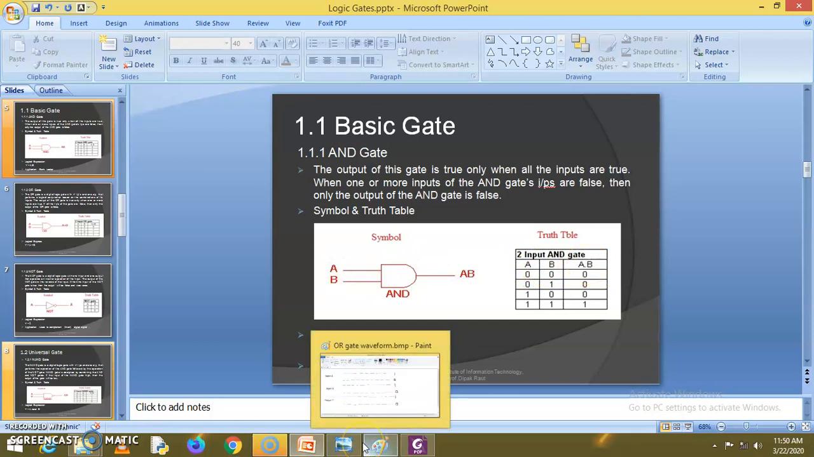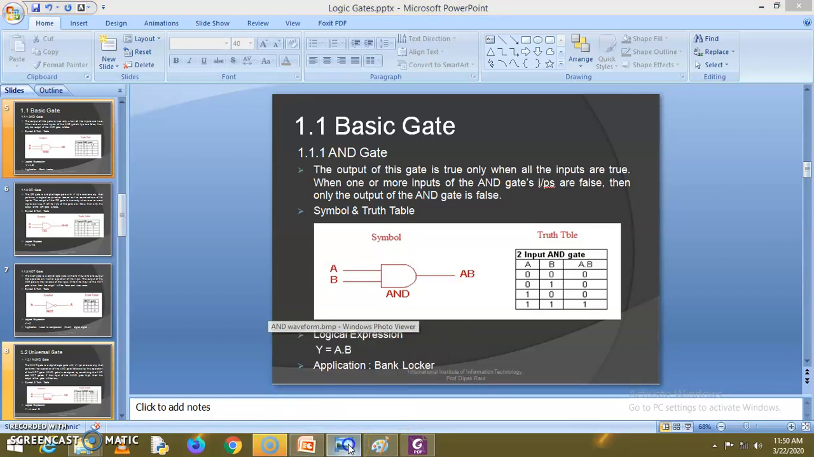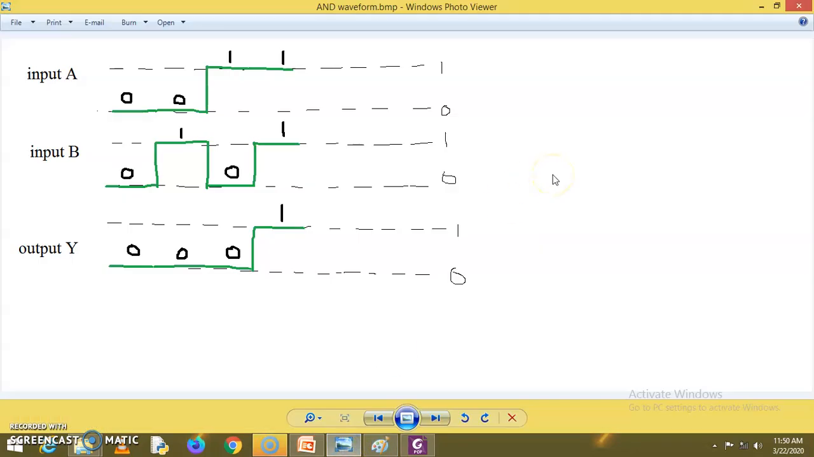Now I've drawn one timing diagram for the AND gate. Let's look at that diagram and I'll explain it here. I've drawn it in Paint. Okay, so for each and every input and output, there will be two logic levels, because this is a digital signal which works on two different logic levels: logic level 0 and logic level 1.